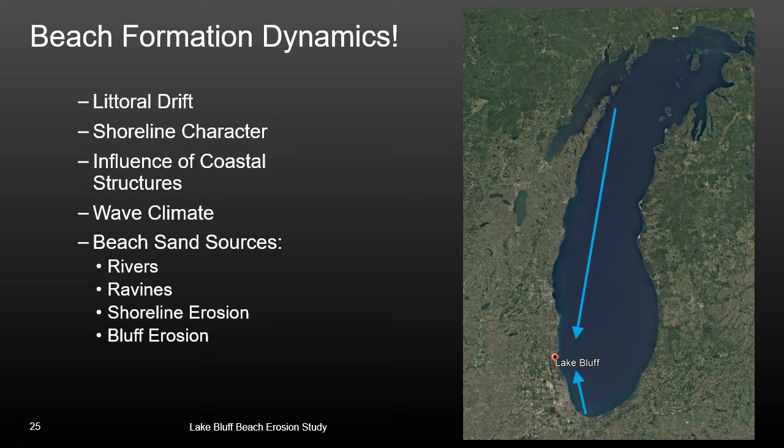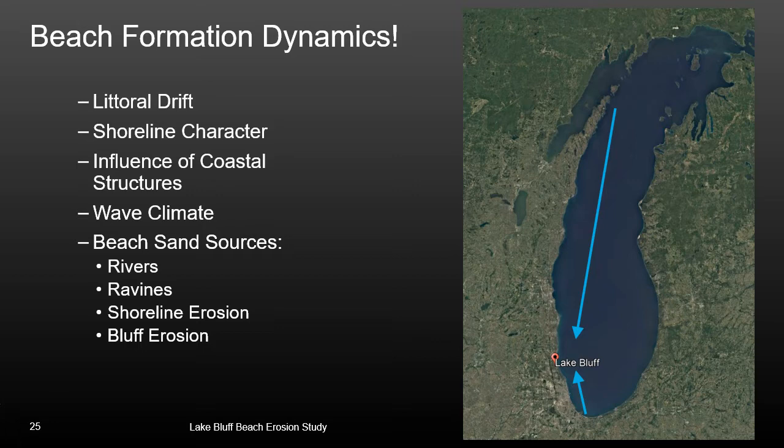This is an important factor because when you build a structure, or if there's a natural structure that juts out into the lake, it alters the ability of the littoral currents near shore to carry sand and sediment. As those currents are deflected out into deeper water by a structure, the velocity of the current slows down, and can slow down to a point where it can no longer carry sediment, or the amount of sediment that can be carried is reduced. And this is the phenomenon that influences how beach formation occurs in Lake Bluff.